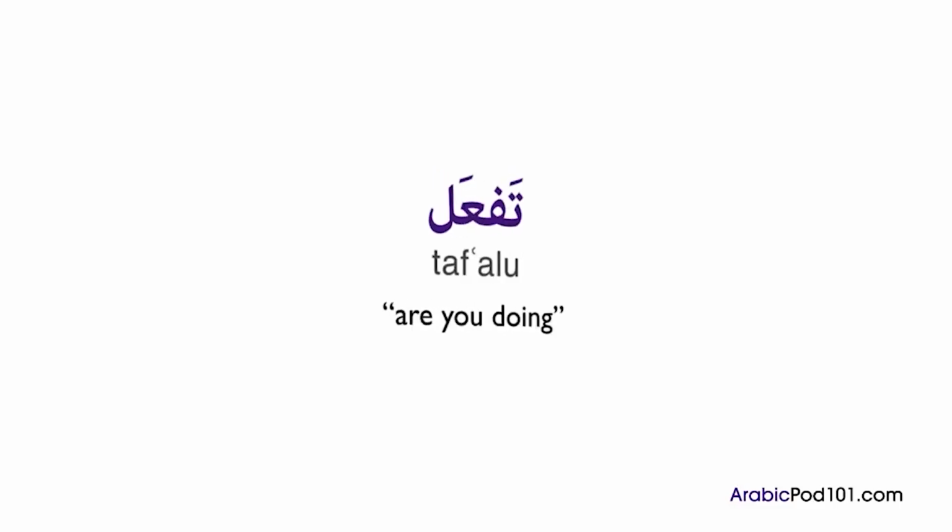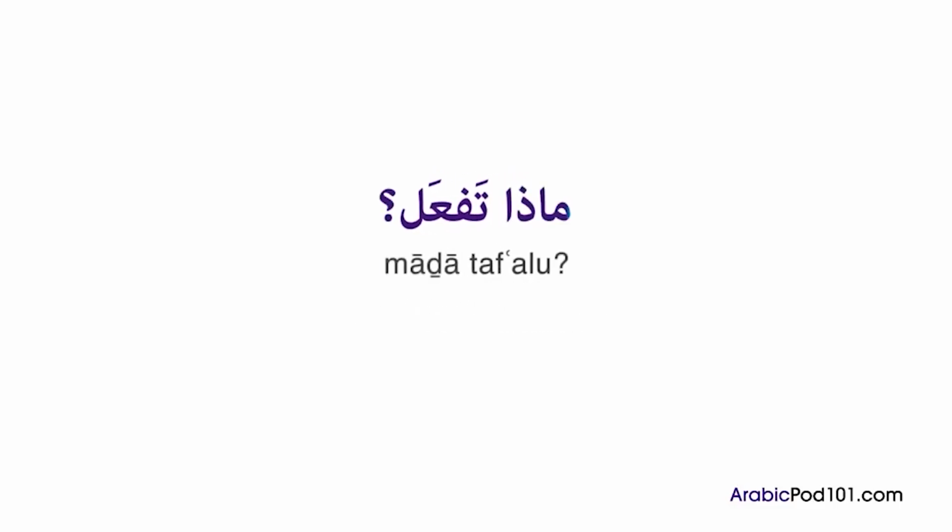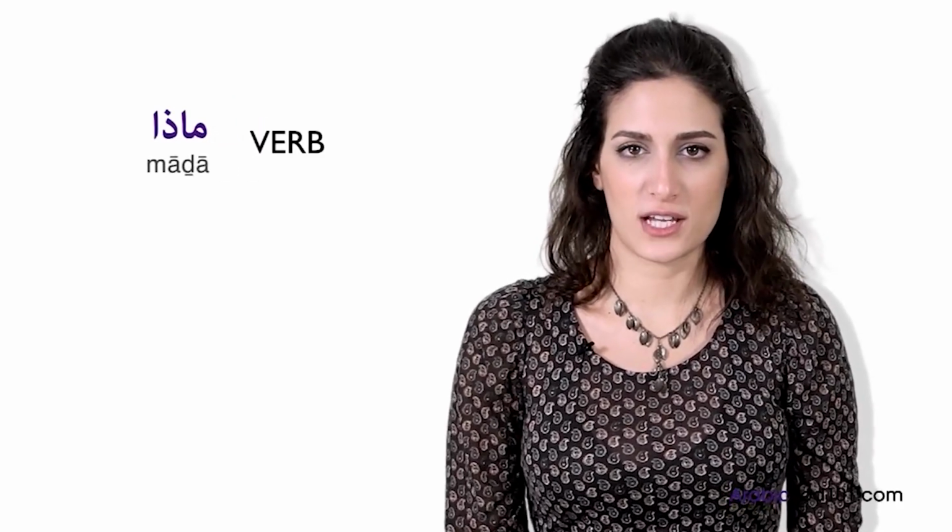ماذا is the ready-made formula to say what in Arabic. تفعل is the second person form of the verb فعل, which we already studied. So altogether it is, ماذا تفعل? What are you doing? As you can see in Arabic, what is mainly translated as ماذا, and when used before a verb, it doesn't change.